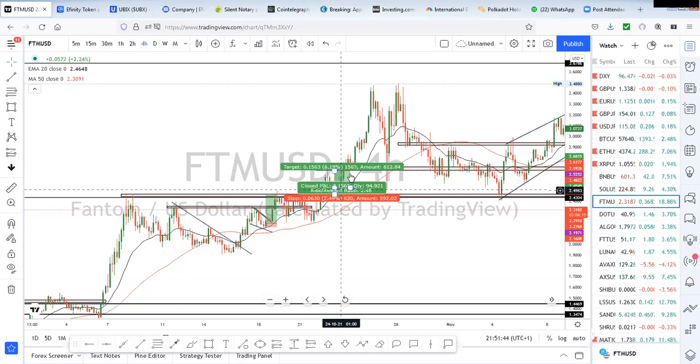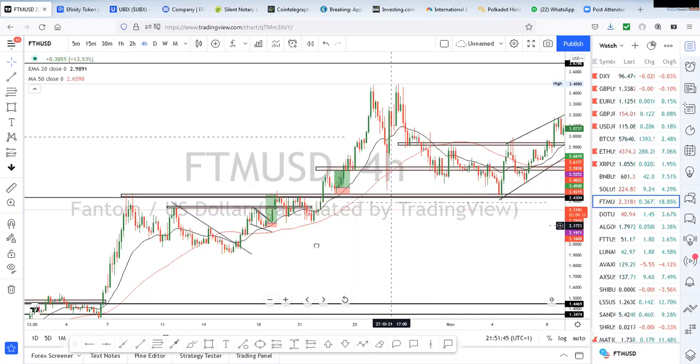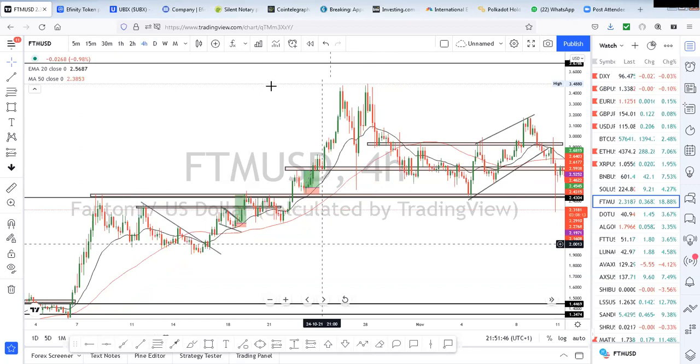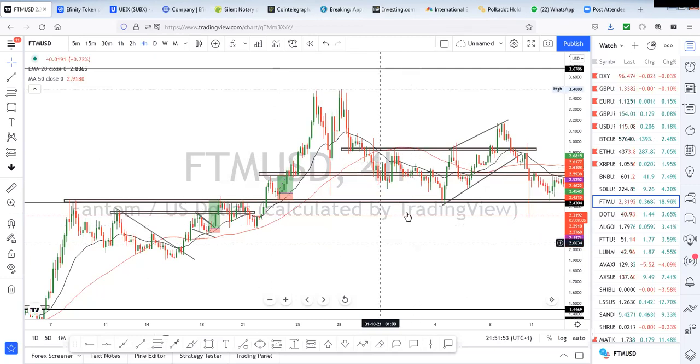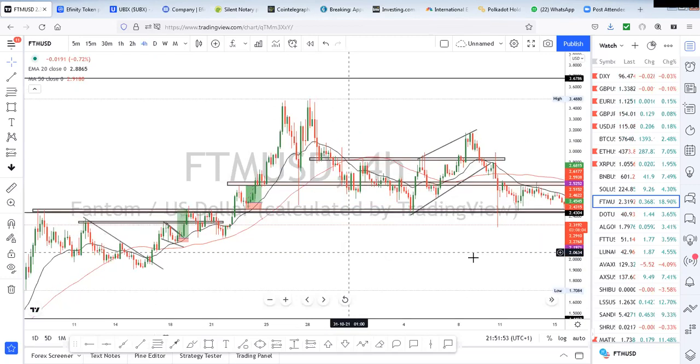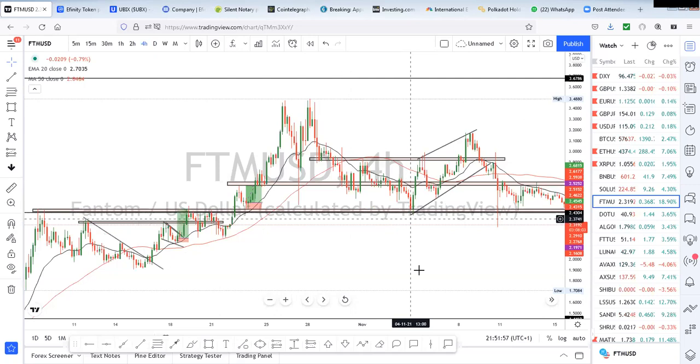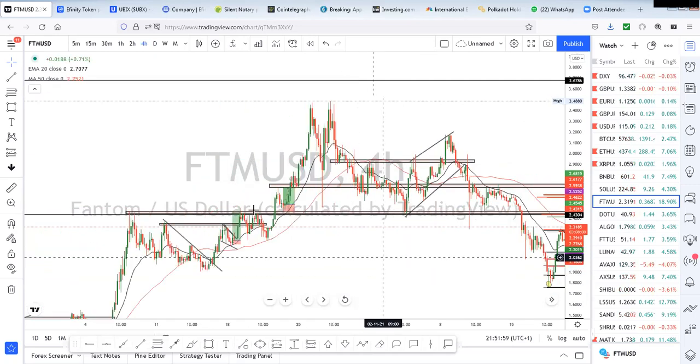Resistance turned support, started going up. Reach this level, form the double top. Boom, started dropping again. Reach this zone, started what? Going up. So if you can identify all these areas, these are key critical areas.